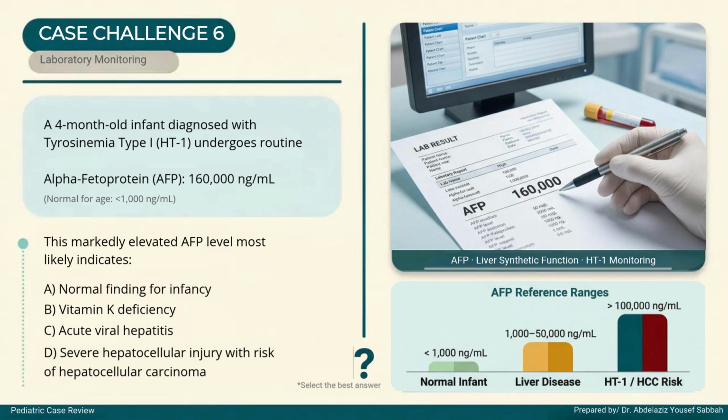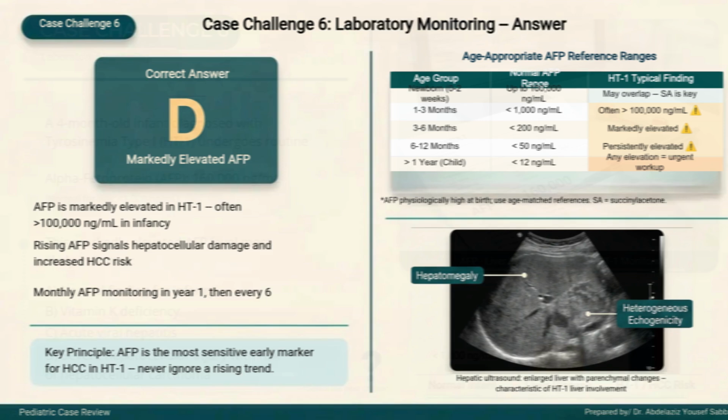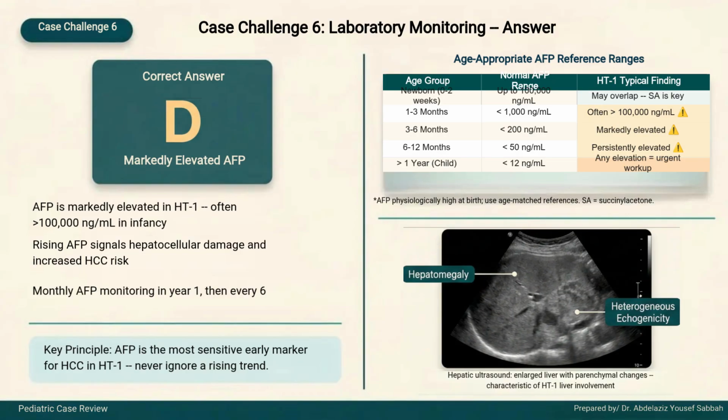Option B, vitamin K deficiency. Option C, acute viral hepatitis. Option D, severe hepatocellular injury with risk of hepatocellular carcinoma. The correct answer is option D, markedly elevated alpha-fetoprotein.